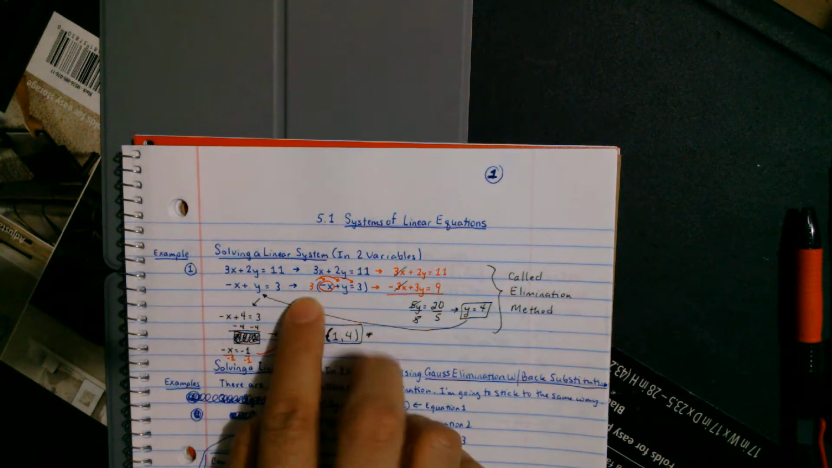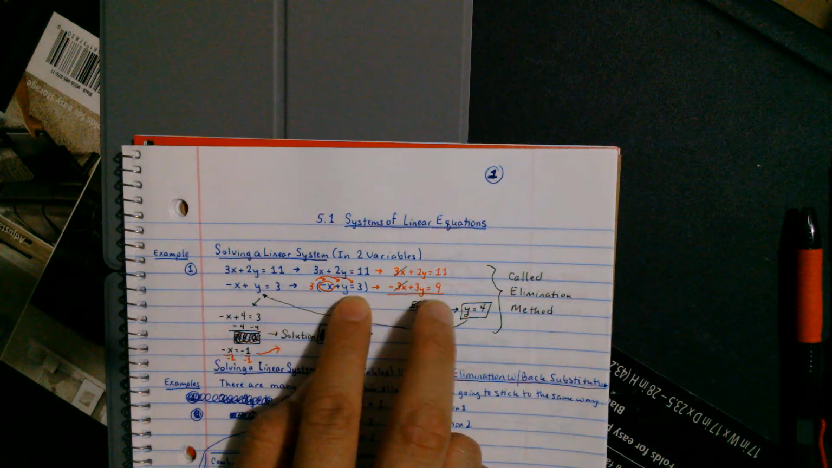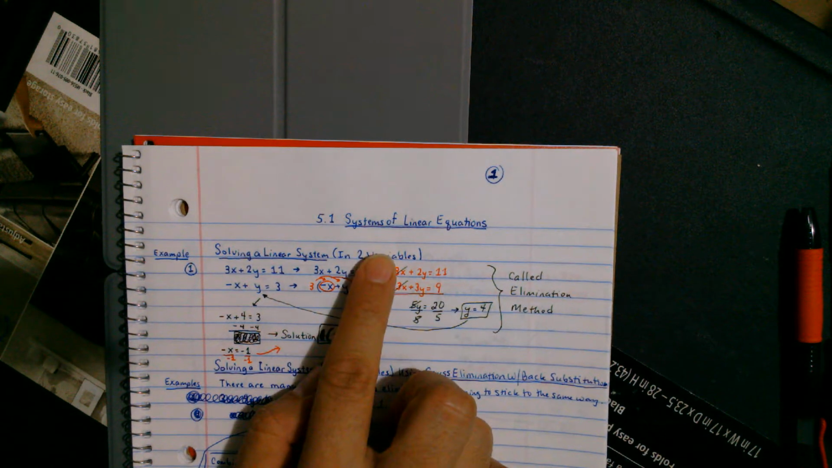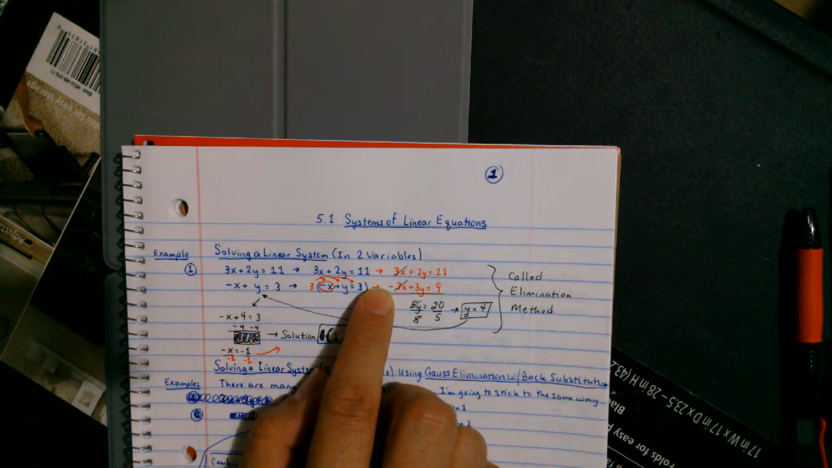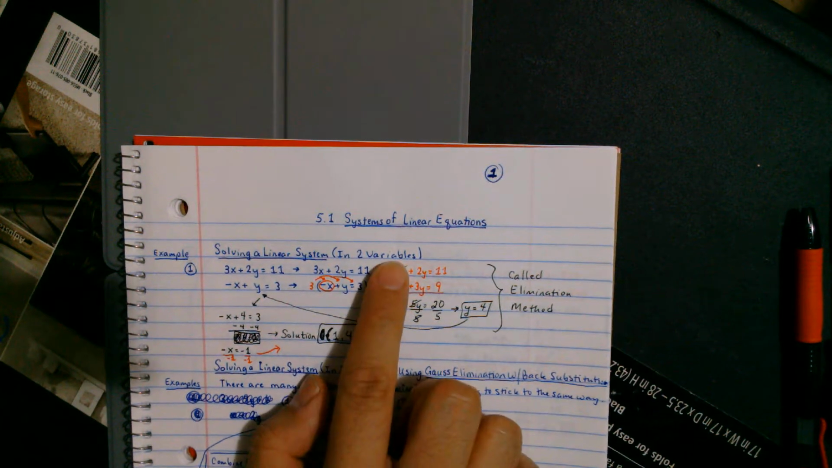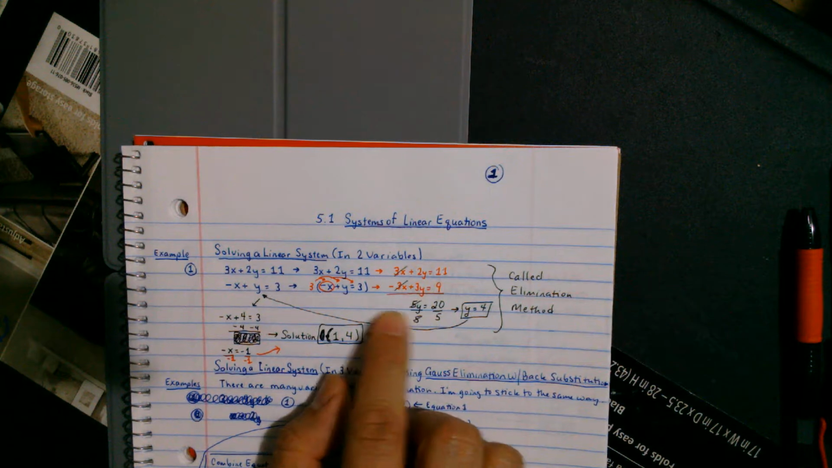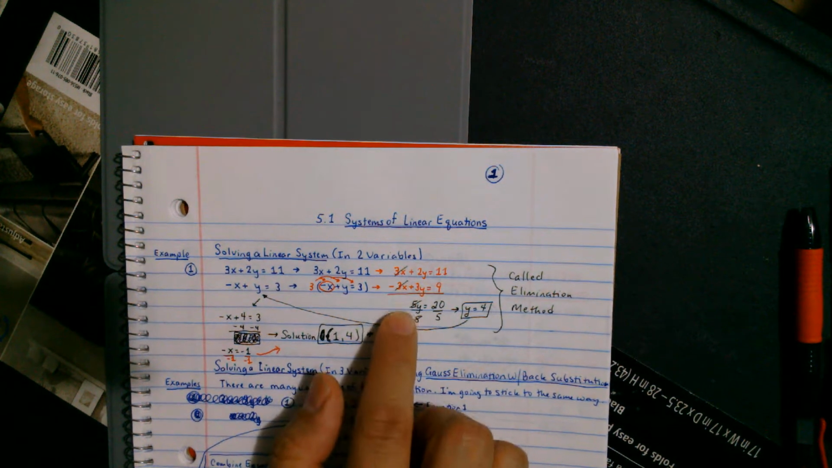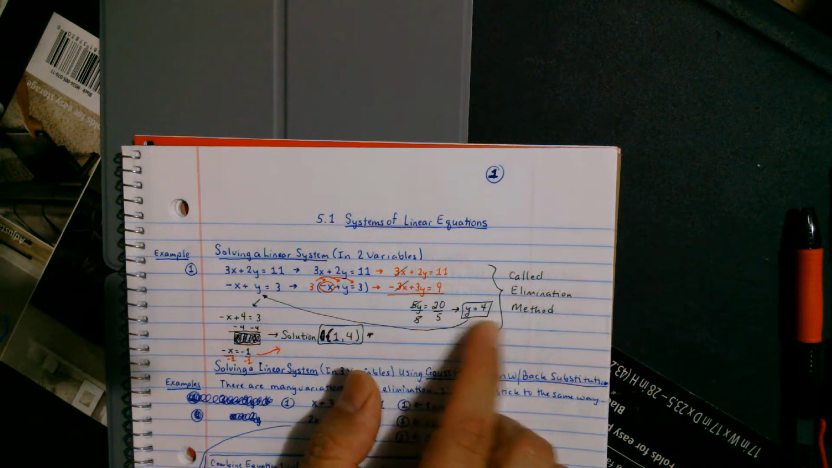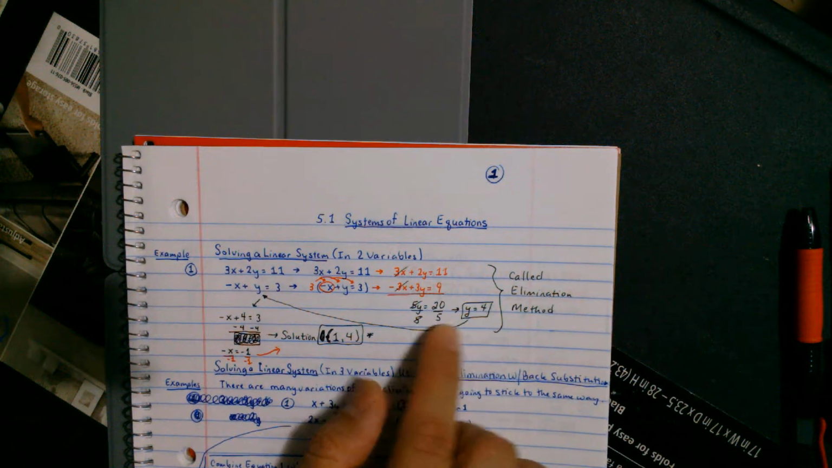I distributed by the 3. Negative 3x plus 3y equals 9. Noticing by design, the x's cancel. 3x minus 3x is 0. So 2y plus 3y is 5y. 11 plus 9 is 20. So 5y equals 20. I divide both sides by 5. And so now y equals 20 divided by 5, or just 4.